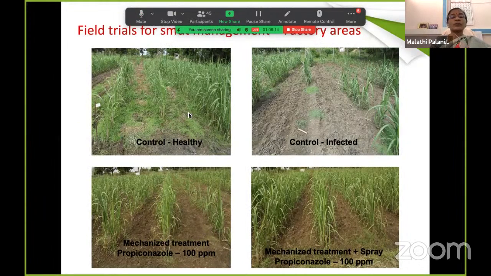Then this is with respect to smut. Here we took completely 100% infected smut material, and we found that by mechanized treatment with propiconazole, along with spray or drip delivery subsequently, we could save the crop. Within 2 years, we reduced the infection from 100% to very low levels, and the planting material was completely cured after 2 years. Then we continued for 2-3 years, and the same material has been used for planting.